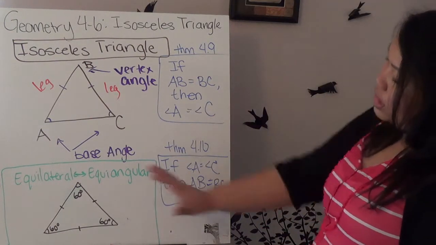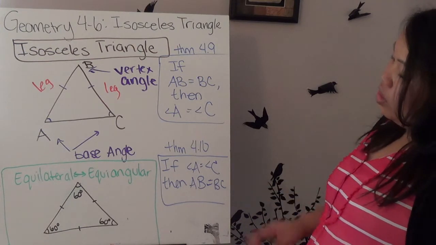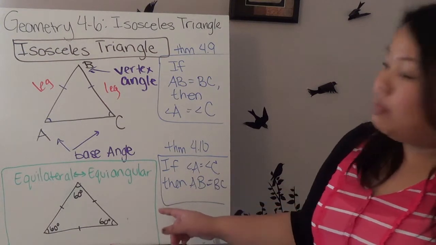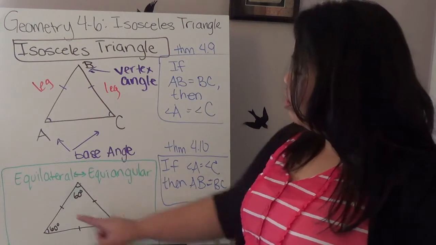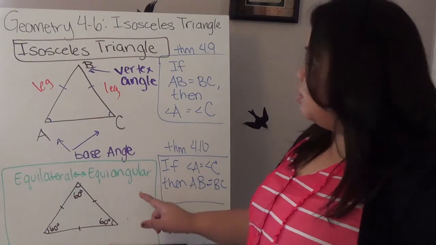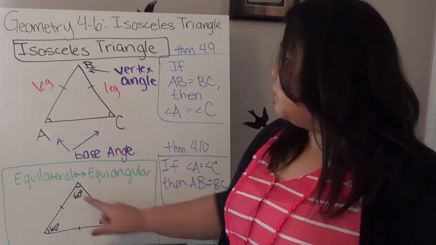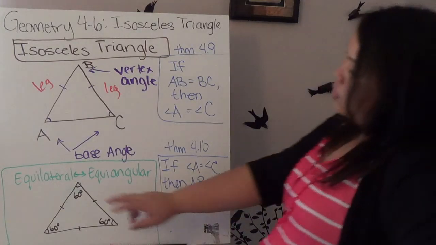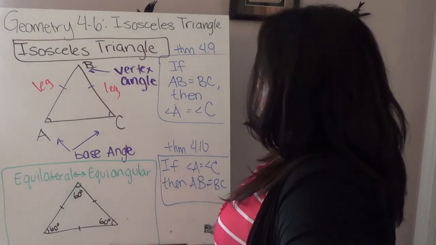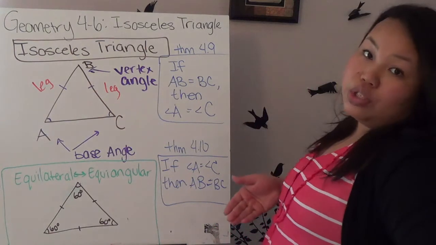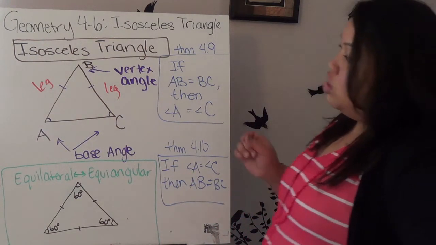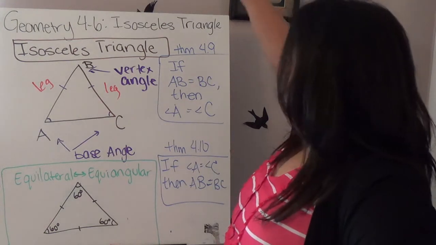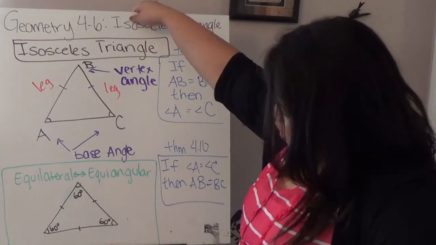And just on a side note, an equilateral triangle is also equiangular. So that means if I have an equilateral triangle, all the sides are congruent, alright? And it just means all the angles are 60 degrees. Okay, 180 divided by 3 is 60, so each of those angles is 60 degrees. So go ahead and write this down. Don't forget to write the vocabulary. And this is the last section before your test.